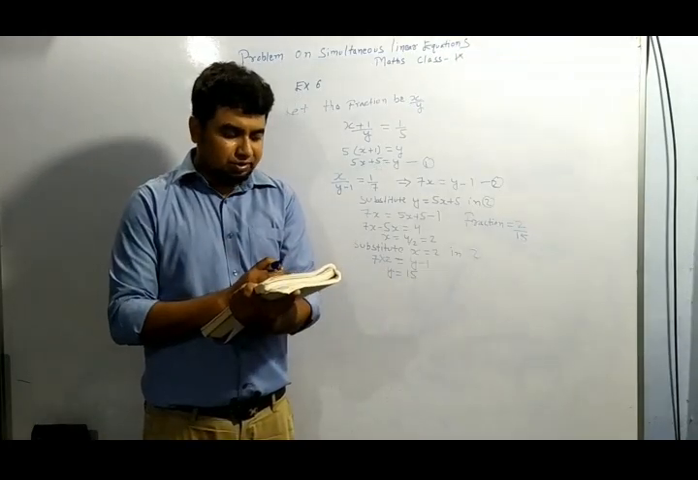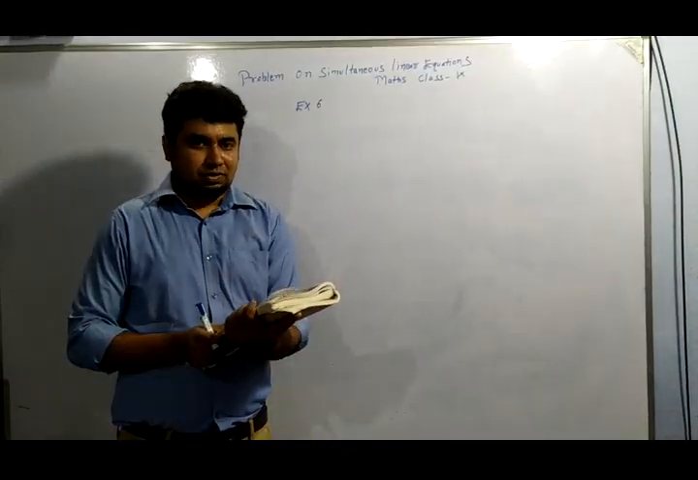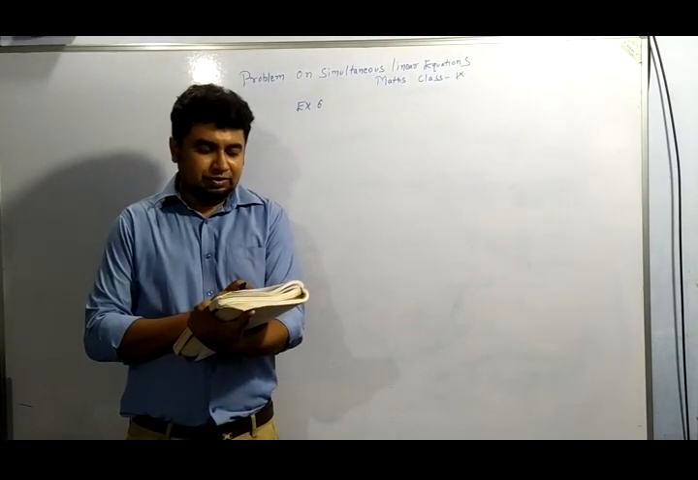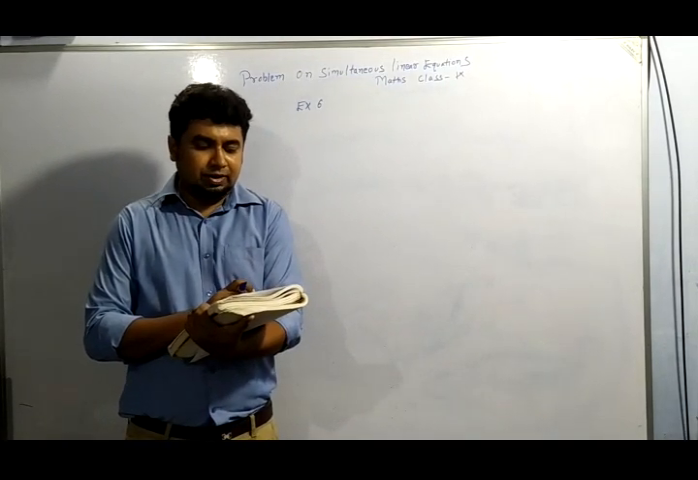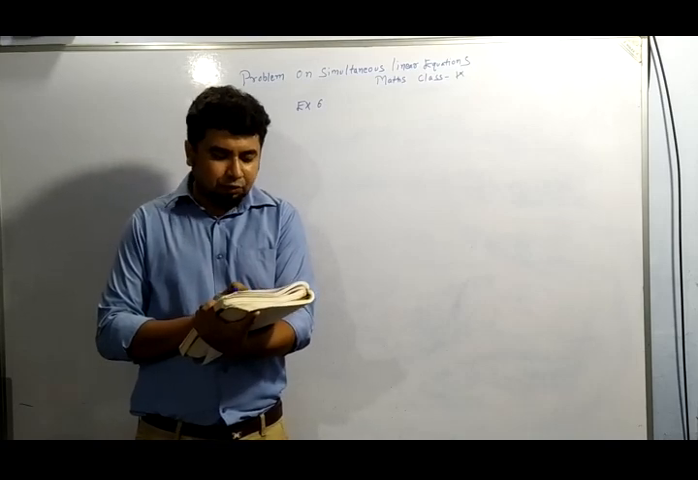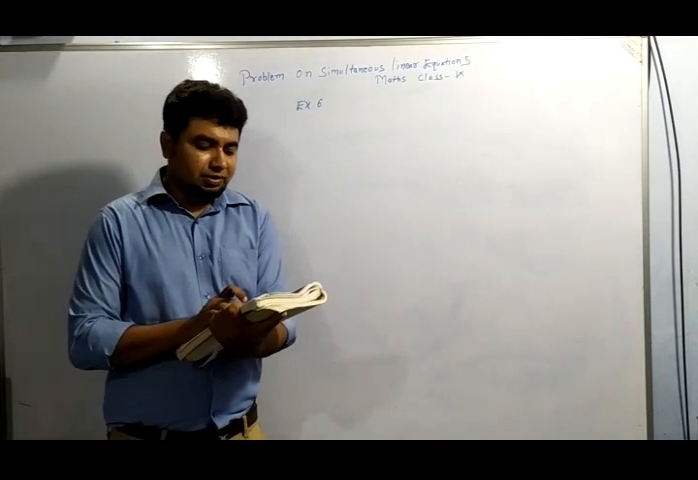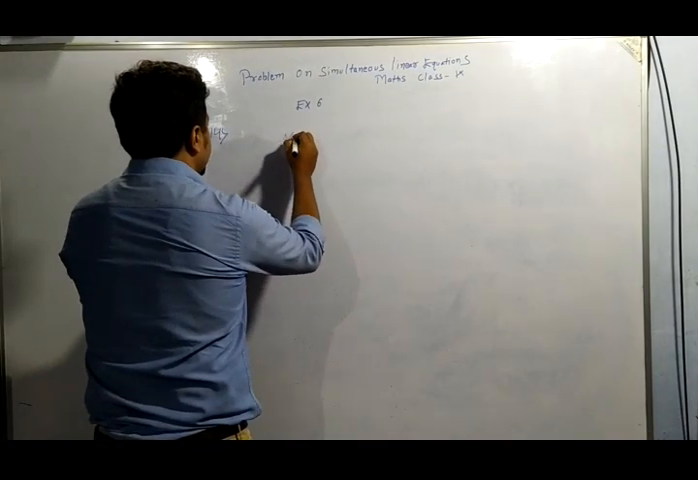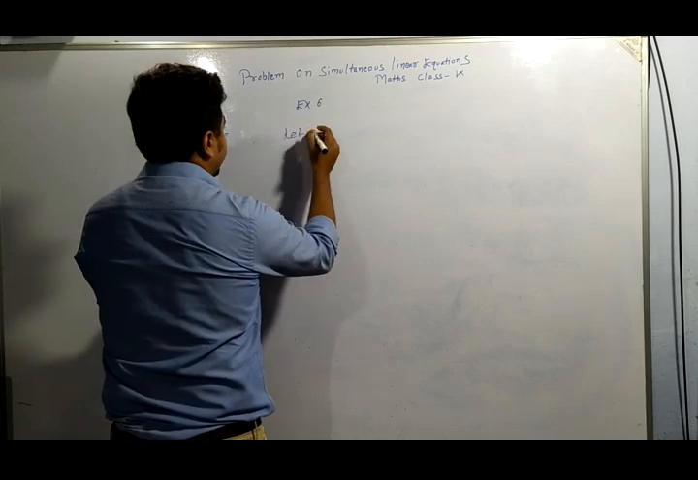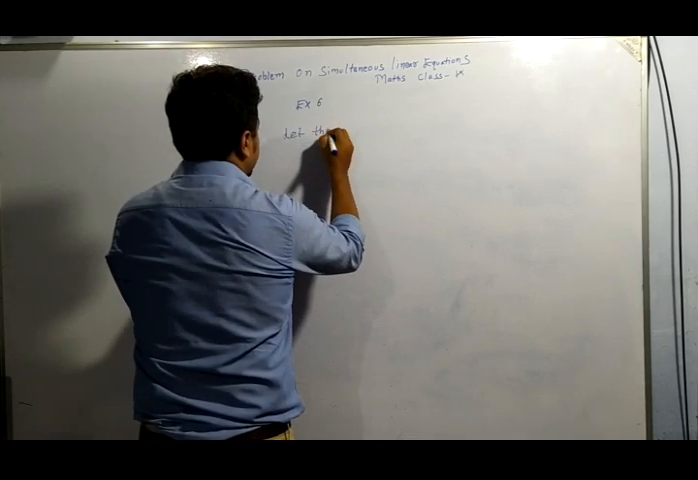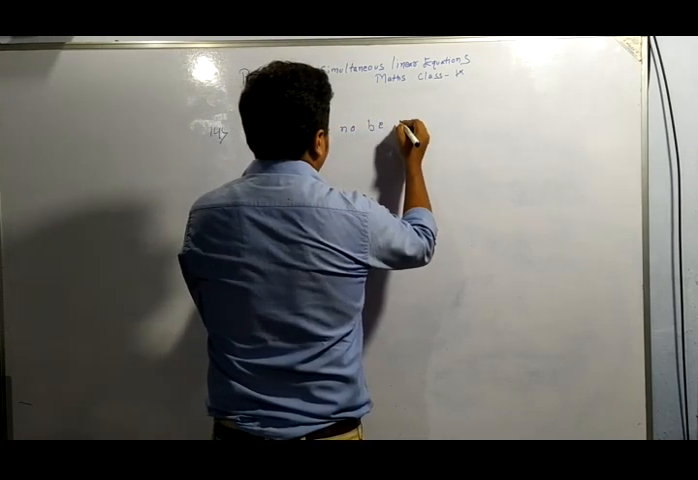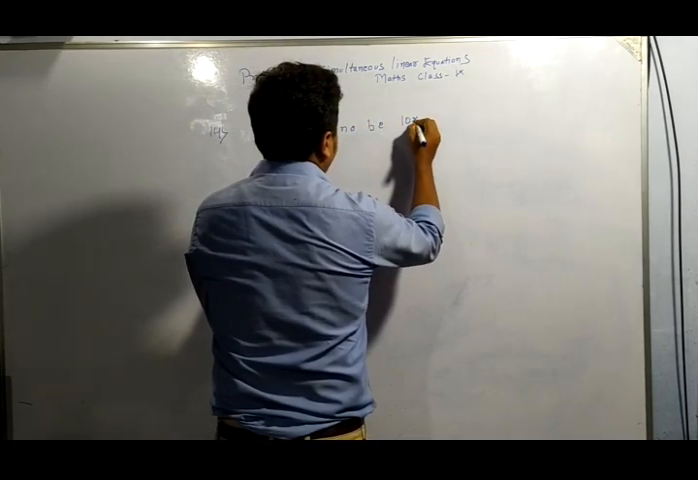Now we'll be moving to question number 14. Okay, so we are going to discuss question number 14. In 14 it is given that a two-digit number exceeds 4 times the sum of its digits by 6. Let the number be x, number be 10x plus y.